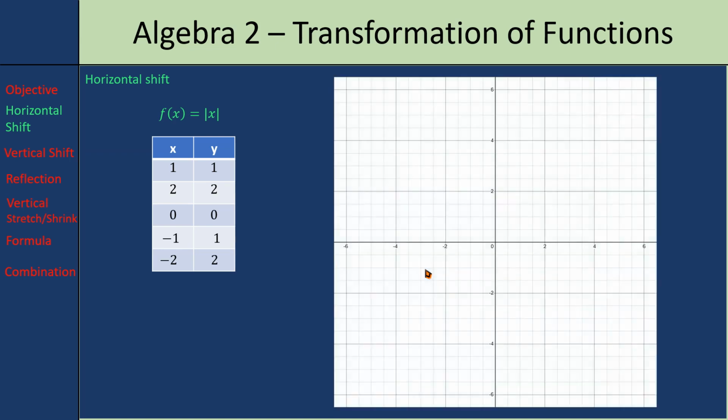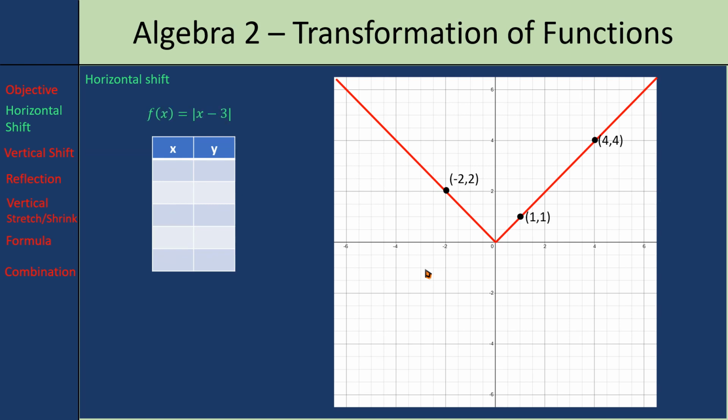And then let's put that on the graph, right? So we got 1, 1, negative 2, 2, 4, 4. I'm not going to put all the points on there, but hopefully you guys get the point. The graph looks like a V shape. So that's the parent function. Now, what would happen if I add numbers into the function? For example, I put a minus 3 inside the absolute value.